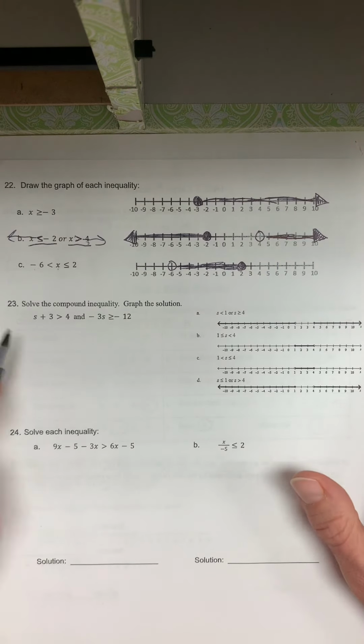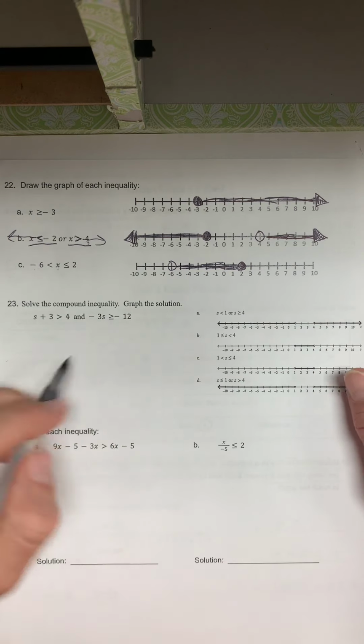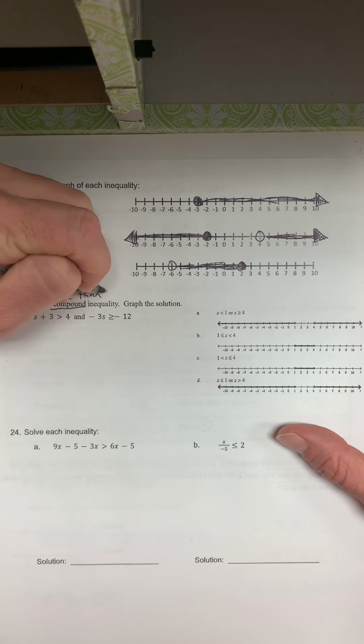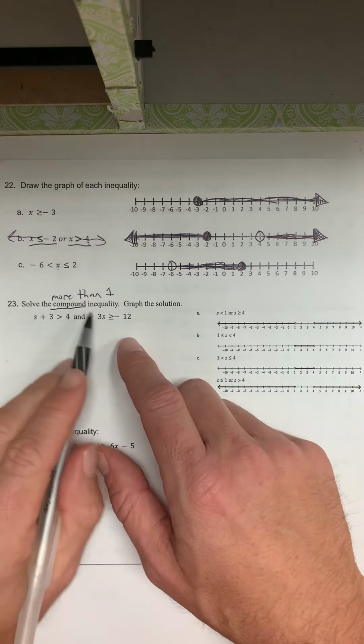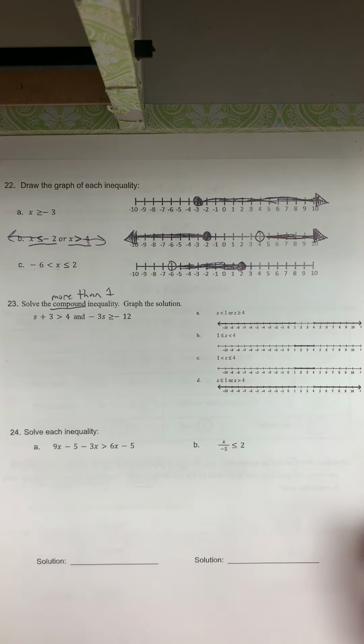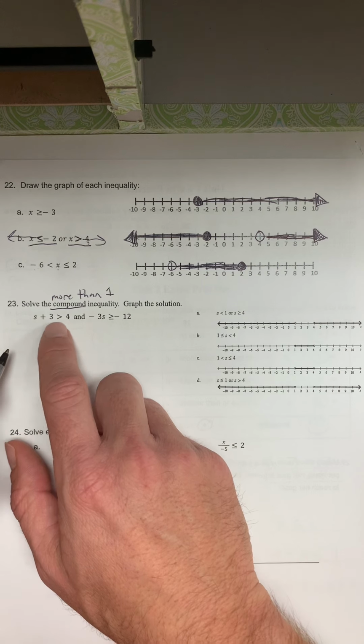Okay, problem number 23. Solve the compound inequality, graph the solution. The word compound just means more than one. So compound inequality, there's more than one thing here, so they're just saying do both of them. So, okay, we'll do both of them. So s plus 3 is greater than 4.